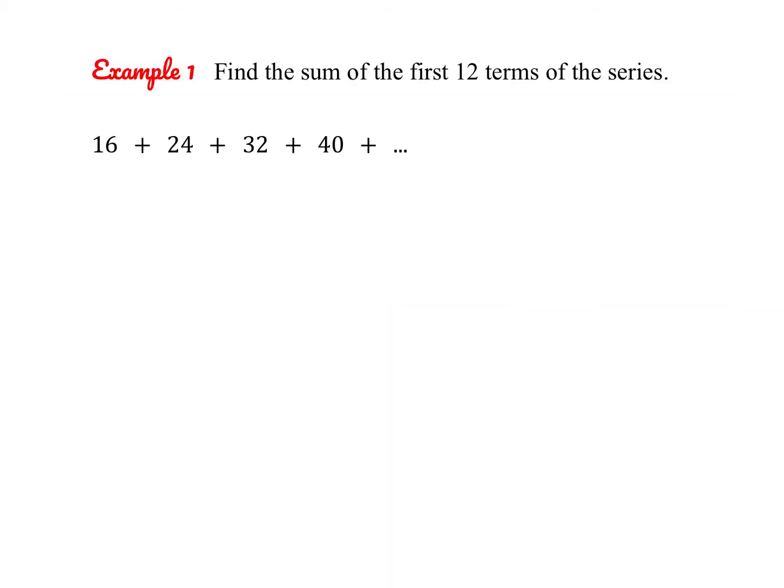All right, so let's look at this first example. It says find the sum of the first 12 terms of this series. First, it's really important that we determine whether this is arithmetic or geometric. If you look at the terms, you can see there is a common difference, each time we are adding 8. So since there's a common difference, we know that this is an arithmetic sequence.